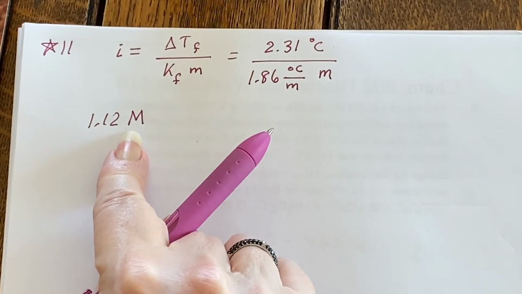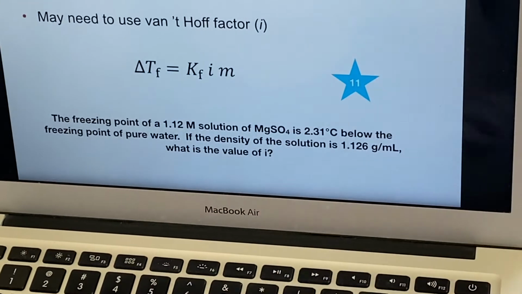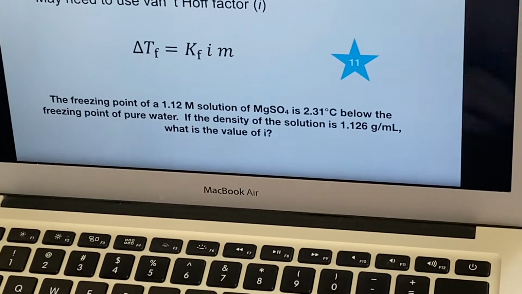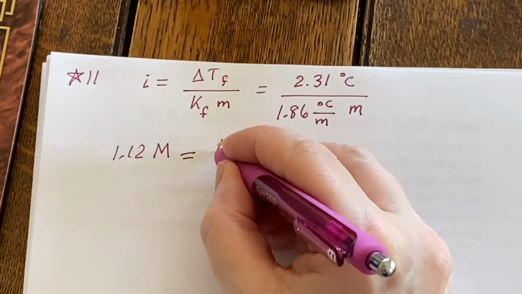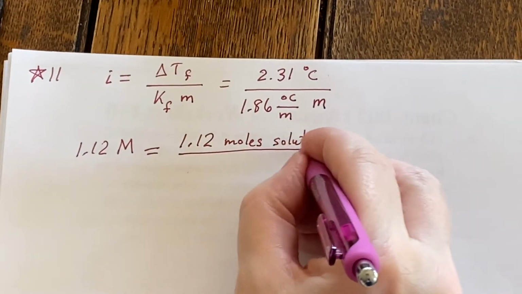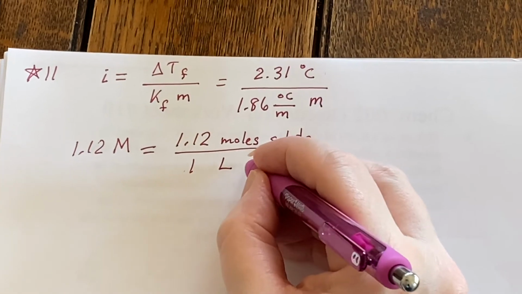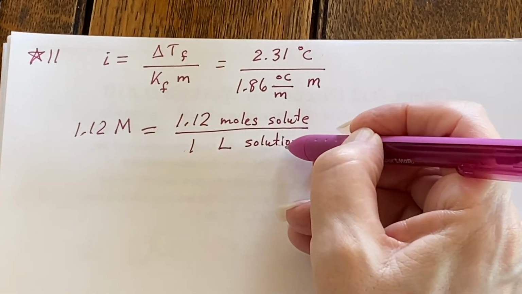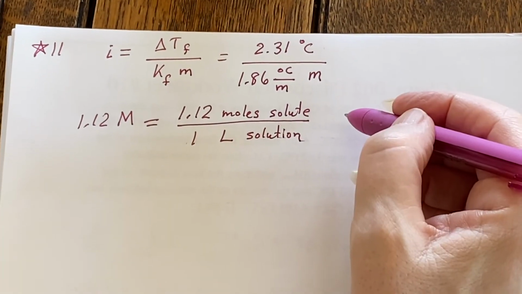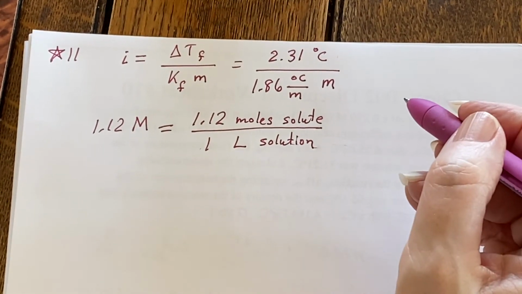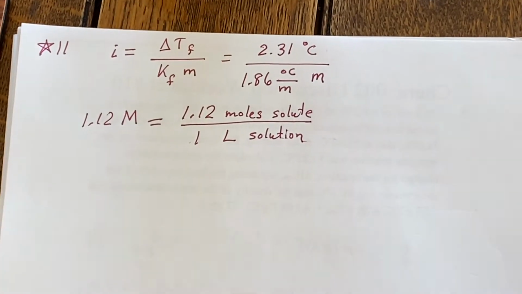You will notice they've given me something in here. They said the density of the solution. So what I'm going to do is remember the definition of molality and write it that way. This would be 1.12 moles of solute per liter of solution. Definition of molality, this top part's fine. The bottom part, not so much. They have not told me how much solution I have. It shouldn't matter. I'm going to make an assumption that I have 1 liter of solution.